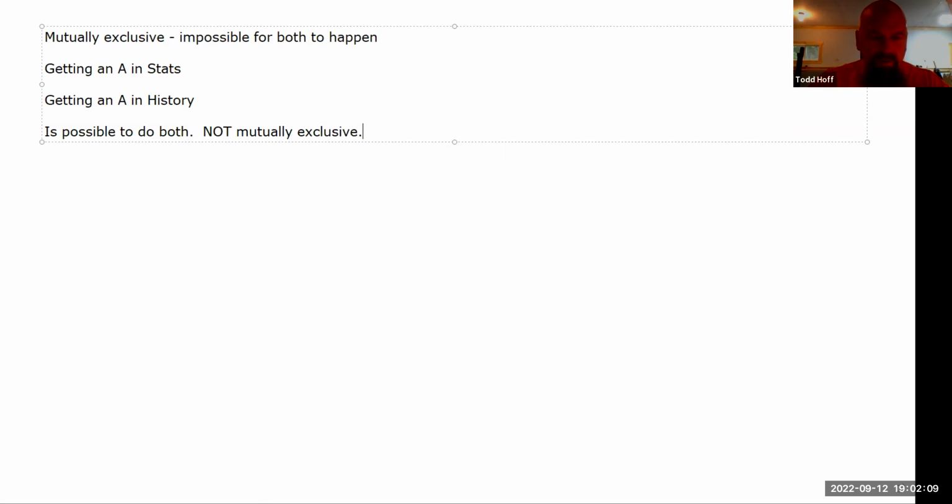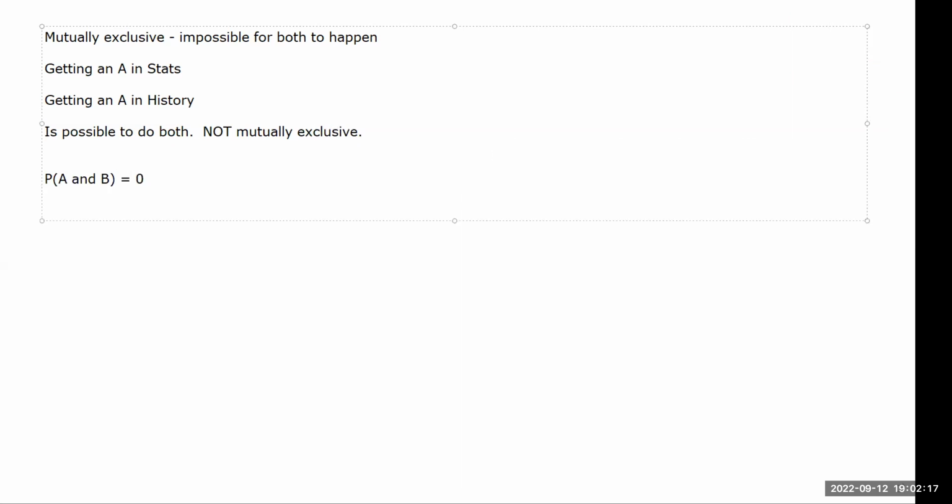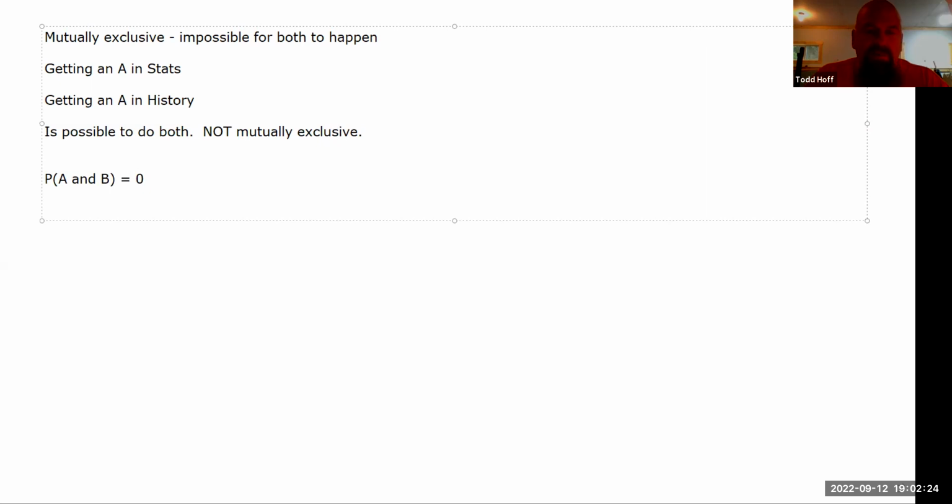In order for them to be mutually exclusive, the probability of the two of them happening together has to be exactly zero. It has to be completely impossible. Okay. So now the thought came up here in the chat room.